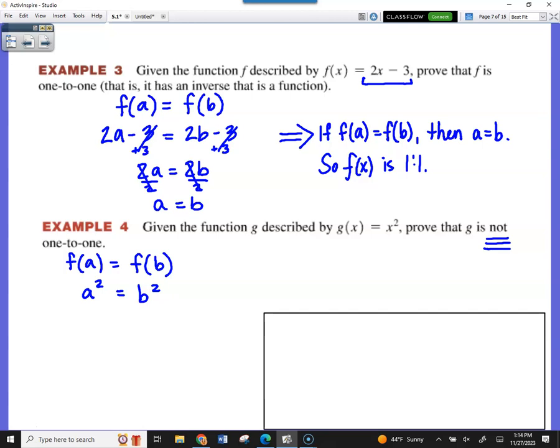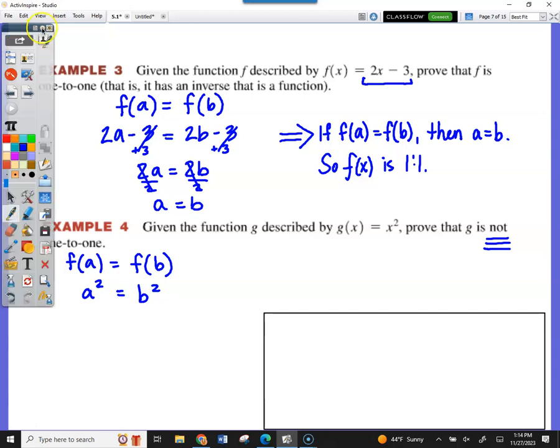Okay, what am I allowed to do? Square root both sides, but what do I need to remember? When I'm solving and I square root, there you go. And now that's where the problem comes from. Now, if you don't see it, let's look at a counterexample. Meaning, if you can come up with one single example that it does not work, then that's your counterexample. And you've proven that, hey, no, it's not 1 to 1.